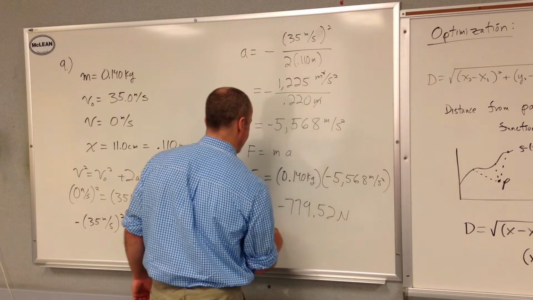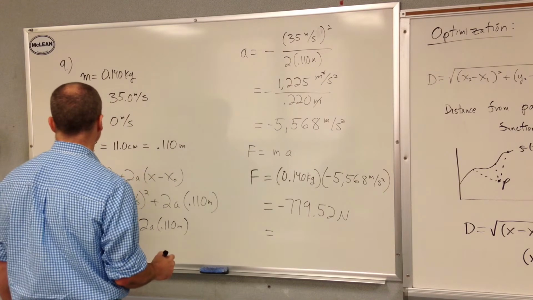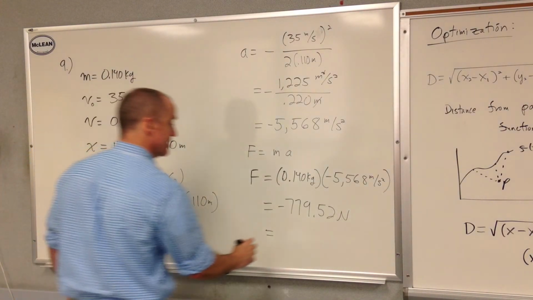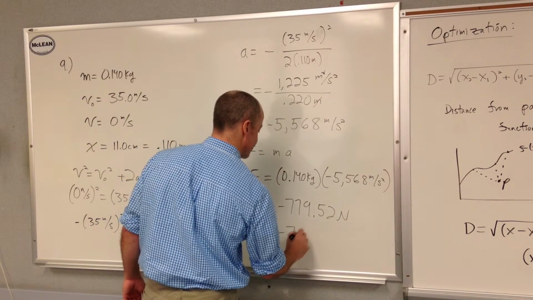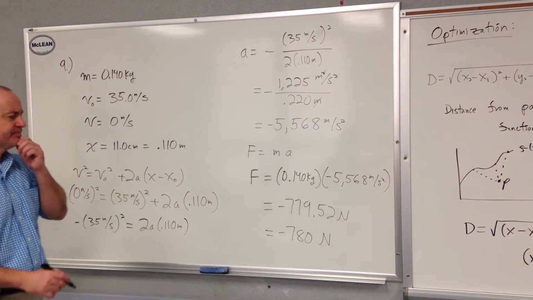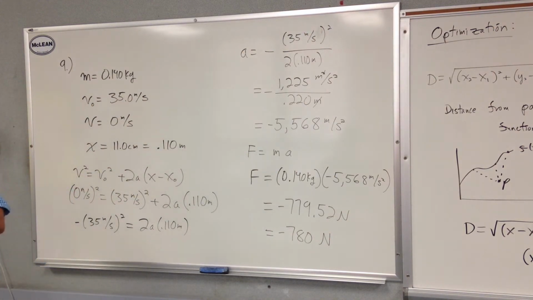779.52 newtons. And I think this problem was 3 significant figures. So, even so, that's negative 780 newtons. That's about the same amount of force as someone who weighs about 170 pounds? No, 190 pounds, somewhere in that range. So less than 200 pounds.